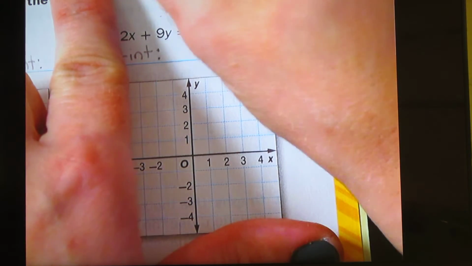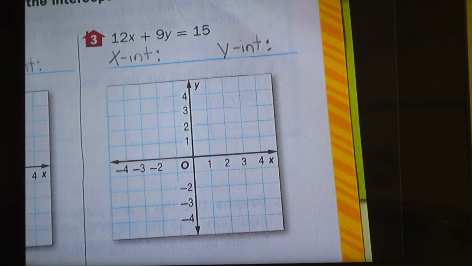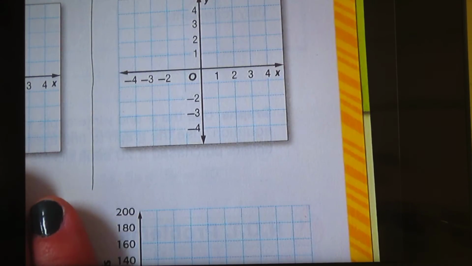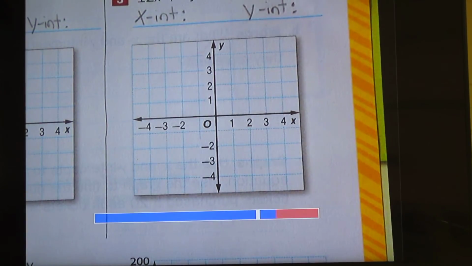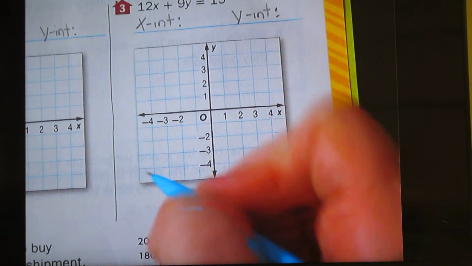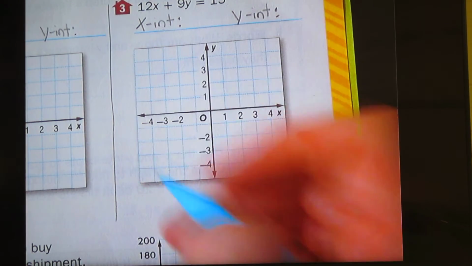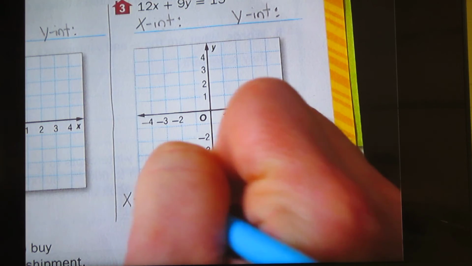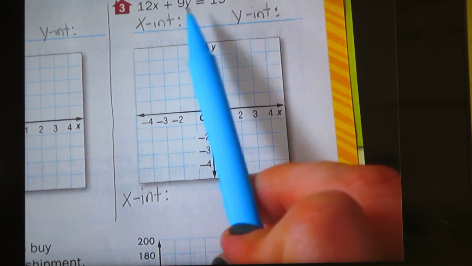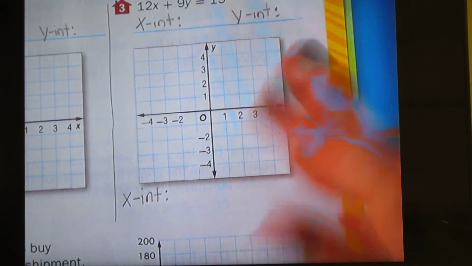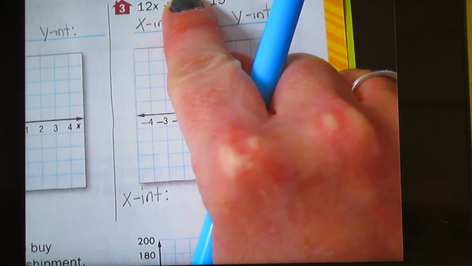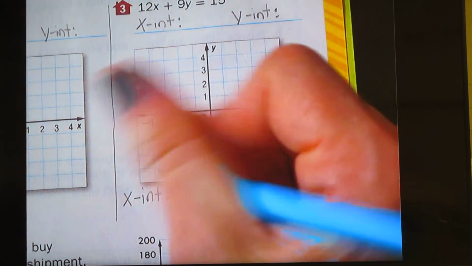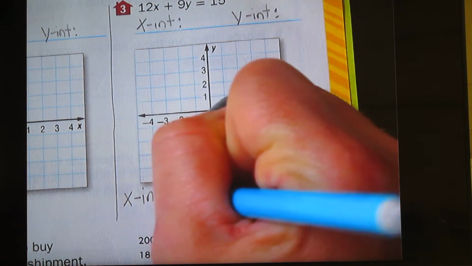Now, when that's in standard form, we have x and y on the same side. So we have to do a little bit of algebra for both of these. I'm going to come below my coordinate plane, and I'm just going to bring this down here so I know exactly what we're doing. For the x-intercept, you let y equal 0. But if y equals 0, this whole term gets to disappear. So I just ignore it, and I do 12x equals 15.